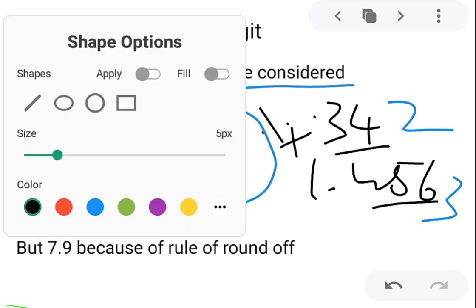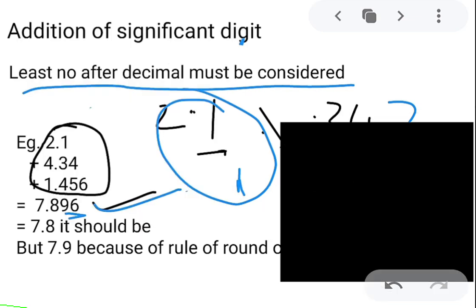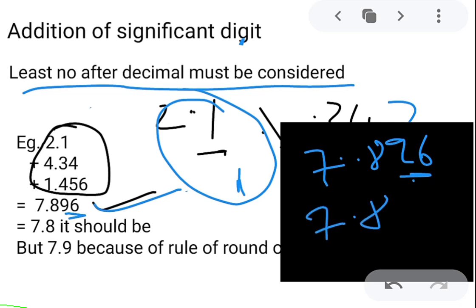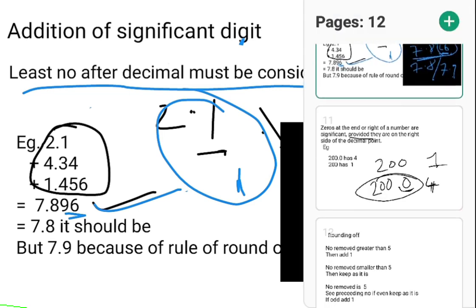Clear? Now see, I am showing you. For example, over here, this is the screen where I am showing you. 7.896 is there. I want to remove this 96. So your answer should be 7.9, not 7.8. Why? The number to be removed is greater than 5. Whenever the number to be removed is greater than 5, then you have to add 1 to it. So the answer becomes 7.9. This is a rule of rounding off, which I'll be telling you now.